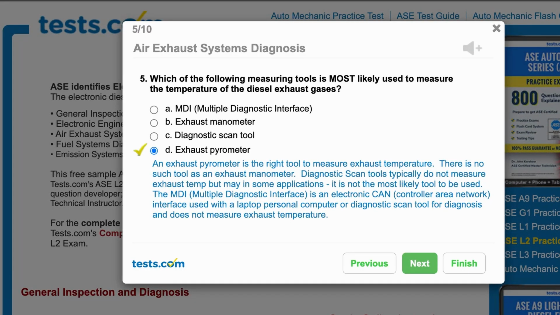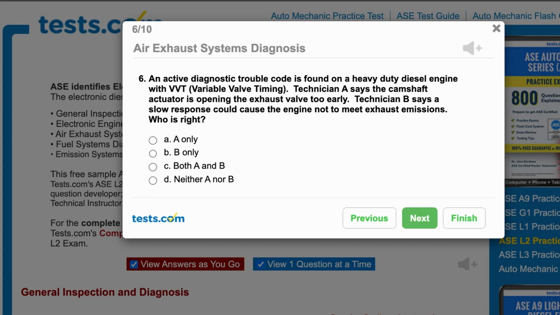There is no such tool as an exhaust manometer. Diagnostic scan tools typically do not measure exhaust temp, but may in some applications. It is not the most likely tool to be used. The MDI, or multiple diagnostic interface, is an electronic CAN, or controller area network, interface used with a laptop personal computer or diagnostic scan tool for diagnosis and does not measure exhaust temperature.